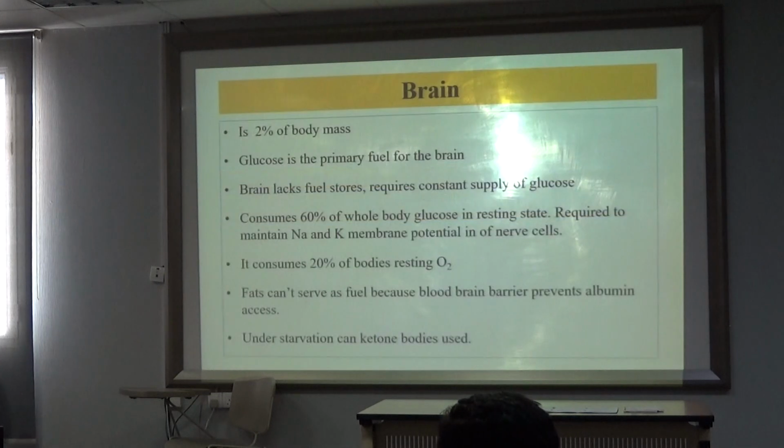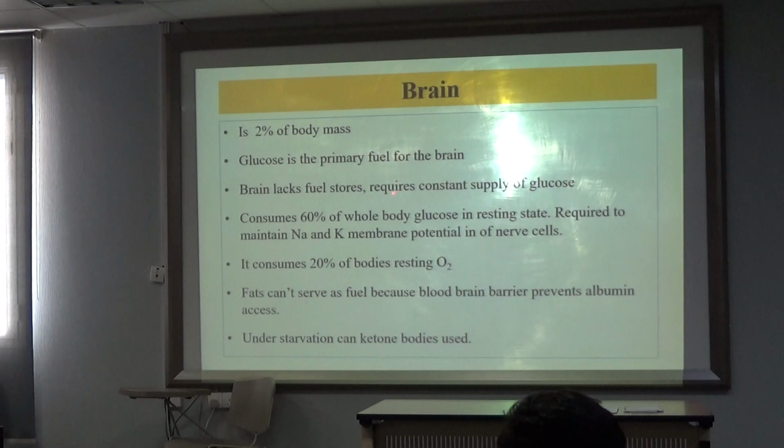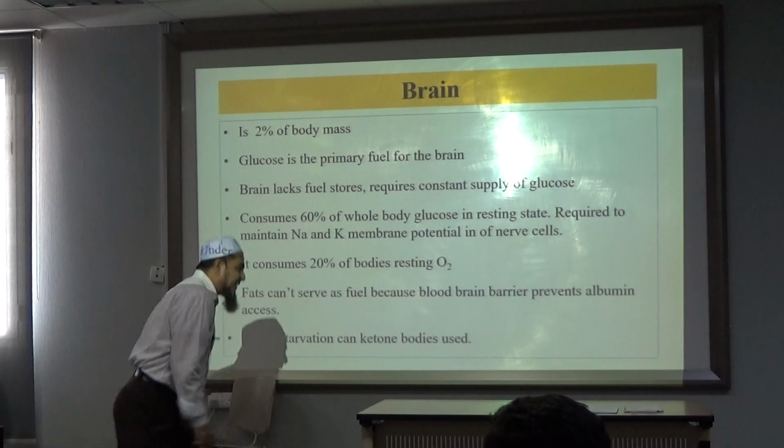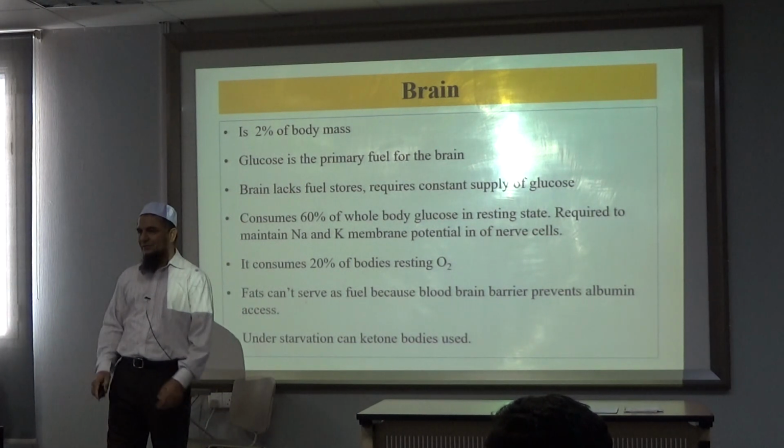So the brain, number one, is 2% of the body, a very small amount. Glucose is the primary fuel. The brain lacks fuel stores, so it doesn't have any stores and requires a constant supply. And this is the most important thing: it utilizes 60% of the whole body glucose. That's why brain workers are bench workers.